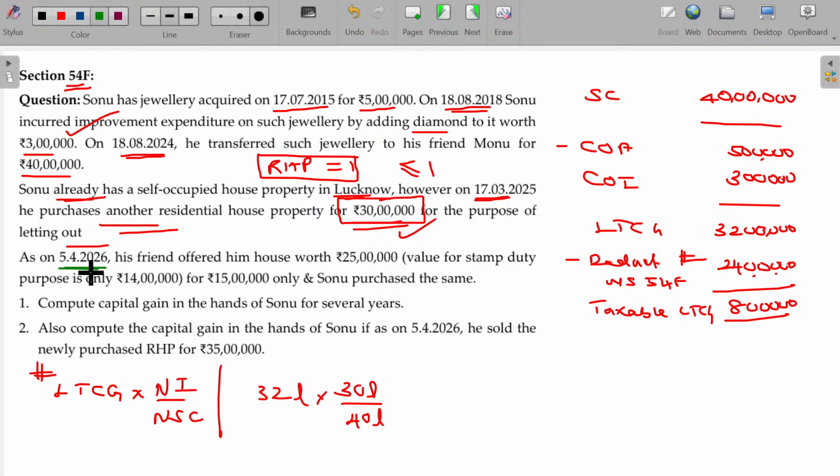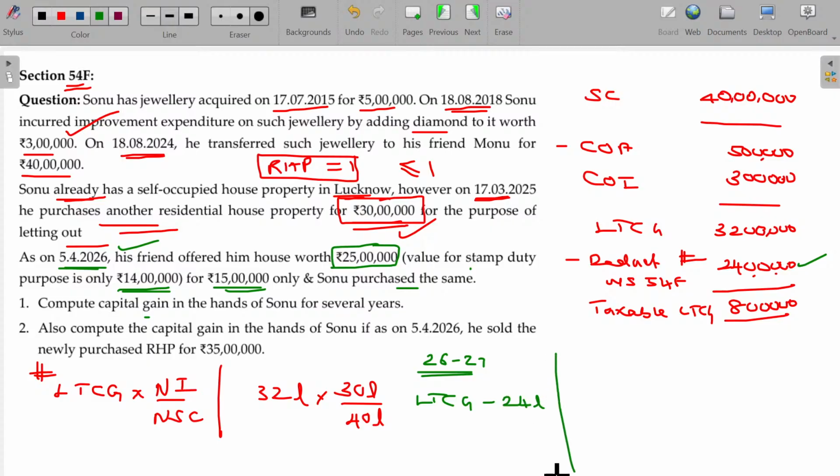As on 5/4/26, his friend offered him a house worth rupees 25 lakhs. Value for stamp duty purpose is only 14 lakhs. For 15 lakhs, Sonu purchases the same. So if he purchases one more house property, automatically he gets disqualified. Now, compute the capital gains in the hands of Sonu for several years. Next year, in this year, 26/27, he purchases, then automatically the deductions claimed will be your long-term capital gain in this year of disqualification, 24 lakhs.